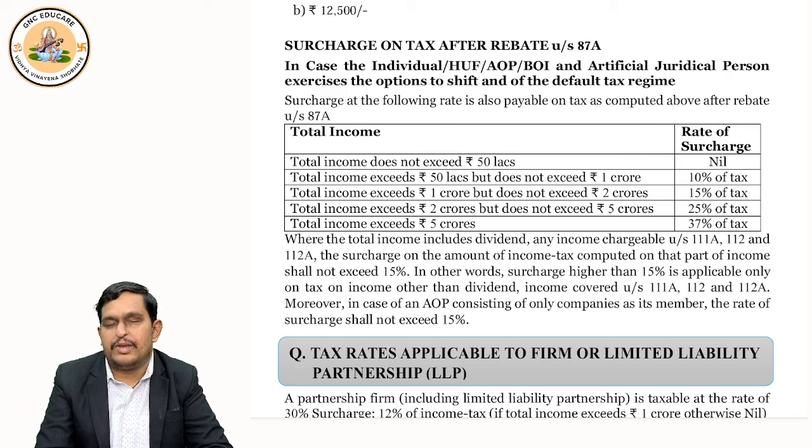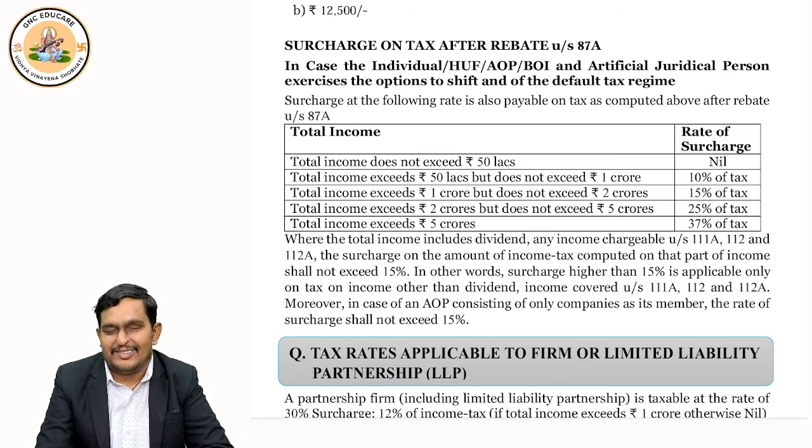1 crore 1 rupee to 2 crores. How much is the surcharge? It is basically 15%. And if it is 2 crore above but up to 5 crores, 25% surcharge. And if it is above 5 crores, then it is 37% surcharge.